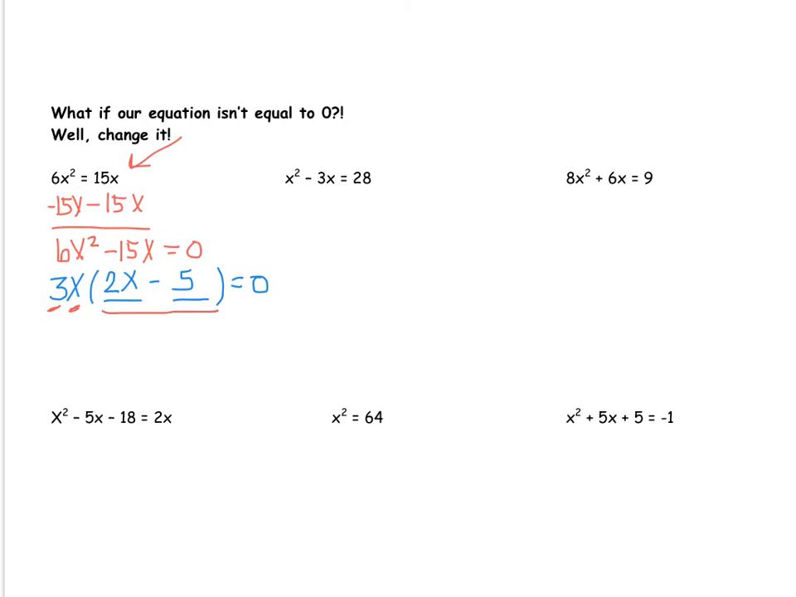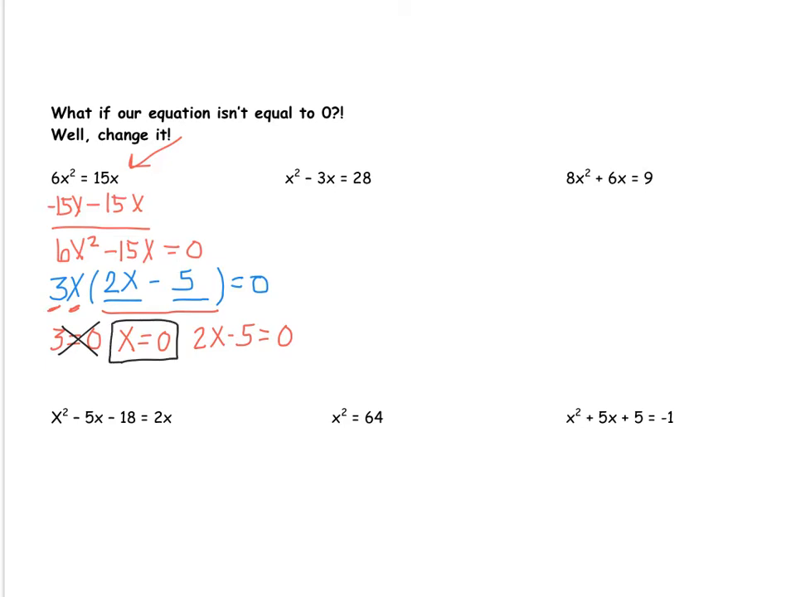What I do now is I set each factor equal to 0. I set 3 equal to 0. I set x equal to 0. And I set 2x minus 5 equal to 0. And I solve all of them. Now let's start with that 3 equal to 0. Does 3 equal 0? Your answer should be no, and it doesn't even make sense. So cross that out. x equals 0 is done. That's one of our solutions.